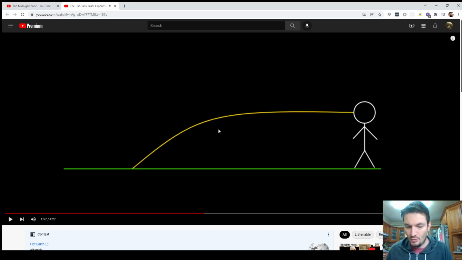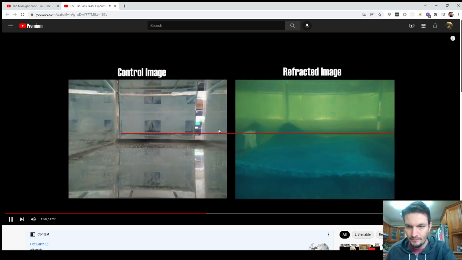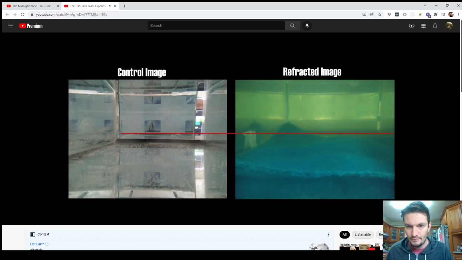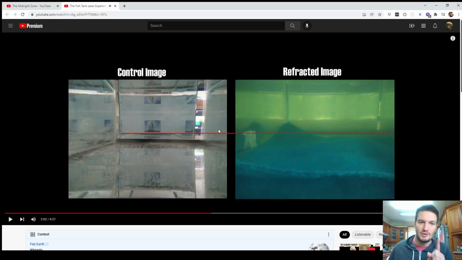So he's talking about downward refraction. And yes, this does cause the ground to appear higher than it was before. Okay, so here he admits that the downward refraction causes the ground to look higher than it really is.